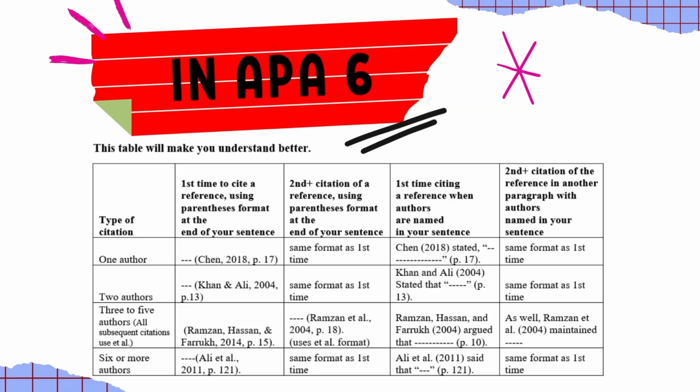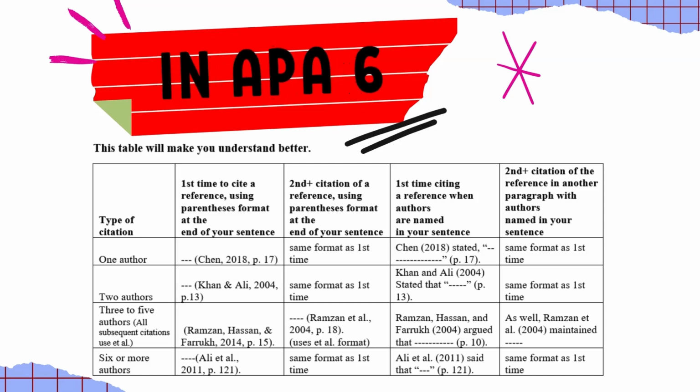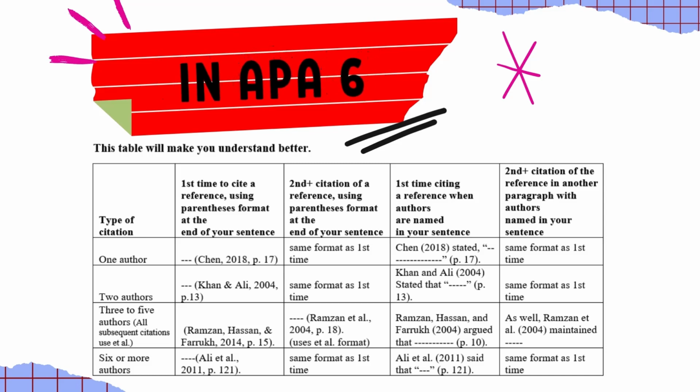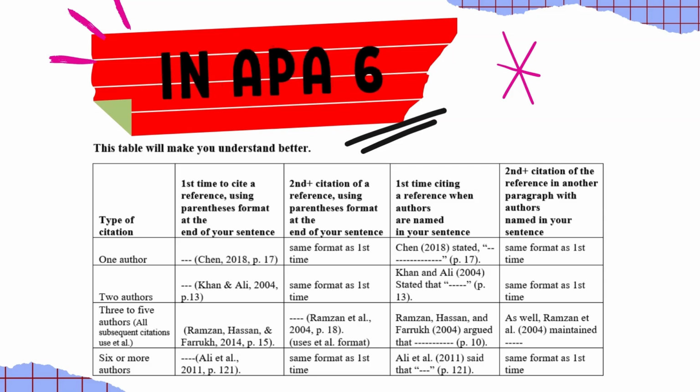And if there are 6 or more authors, then in the first citation you need to put only the first author et al. And every time you cite it, you just need to put the first author's last name et al.